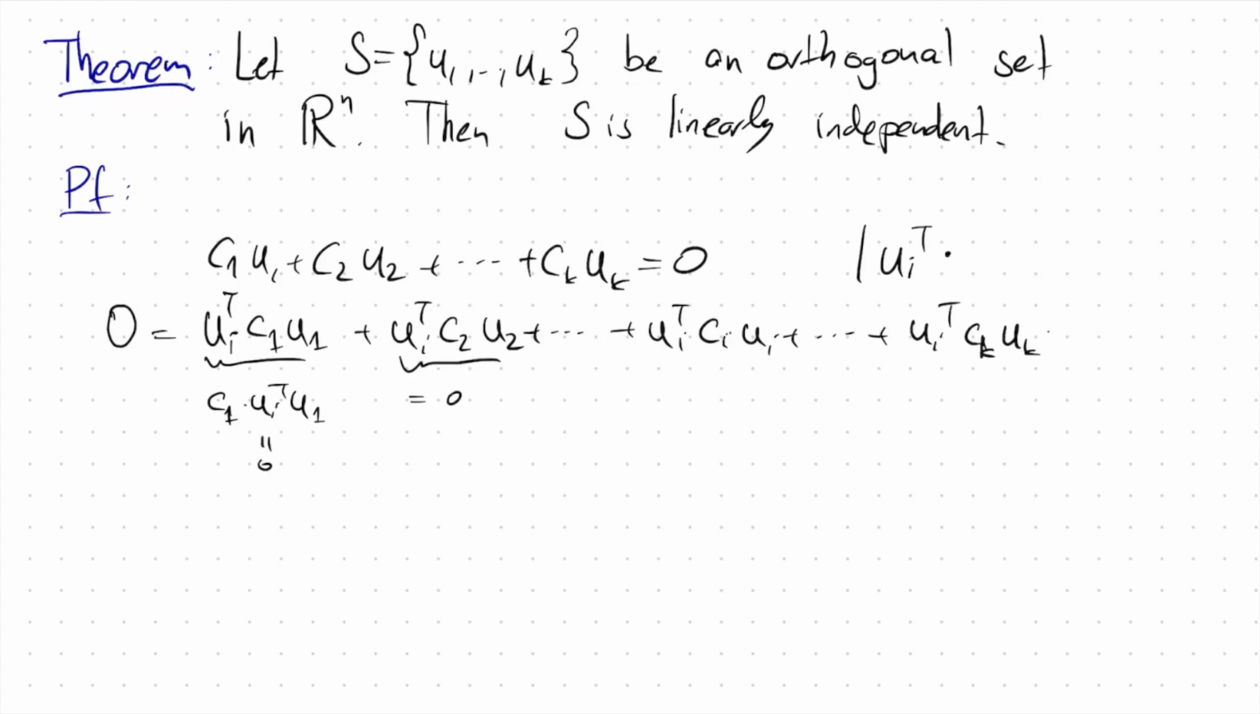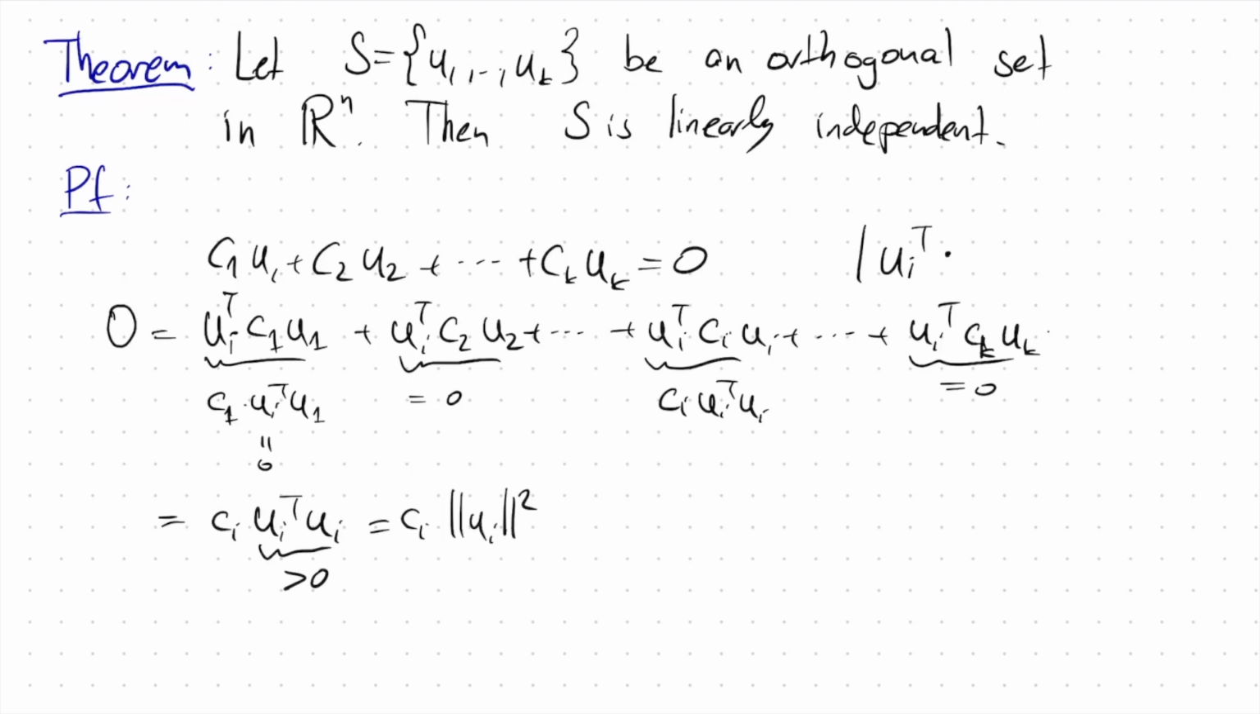The same argument holds for every number which is not i. So we get 0 equals c_i times u_i transpose u_i, but u_i is a non-zero vector. Otherwise it would be orthogonal to any other vector. So this means this number is strictly greater than 0, right? This is the squared length of the vector. So this equation implies that c_i is 0. And it works for every i, so it shows that every c_i is 0. So our set was linearly independent. And that's really the proof.